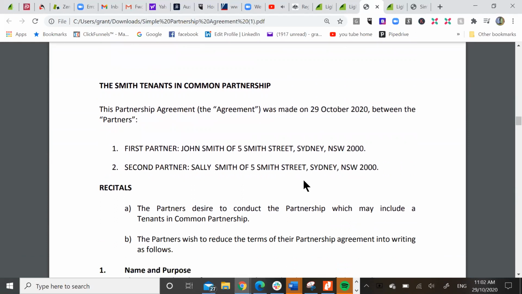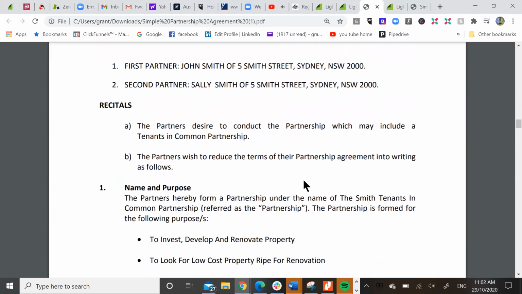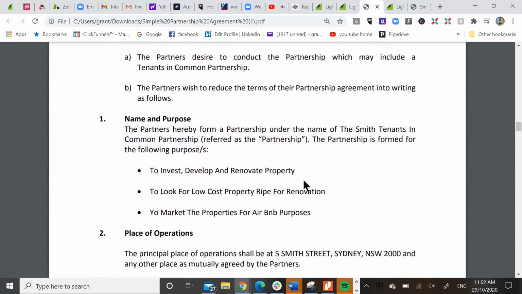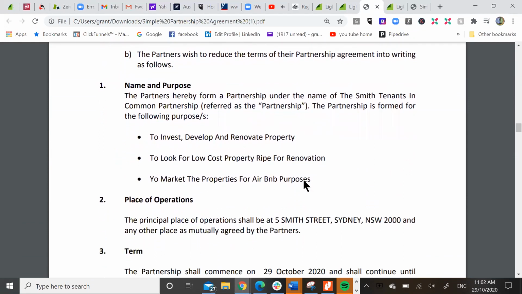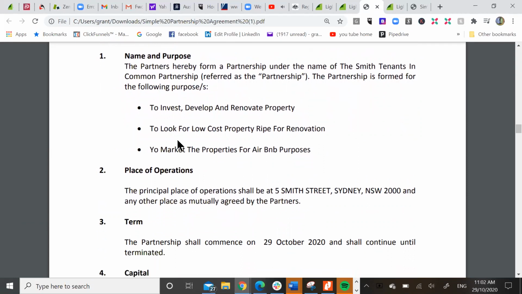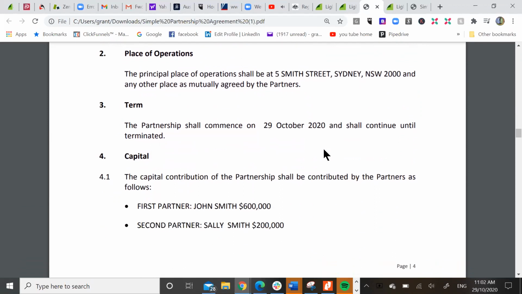So the Smith Tenants in Common Partnership, you've got the partnership agreement there. First partner, second partner, Sally Smith. A desire to conduct the partnership, which may include a tenants in common partnership, to invest, develop and renovate property, to look for low-cost property right for renovation, and obviously I've got a typo there, so I'd have to go back and relaunch, to market the properties for Airbnb purposes. Principal place of operation should be at 5 Smith Street, commenced on the 29th.